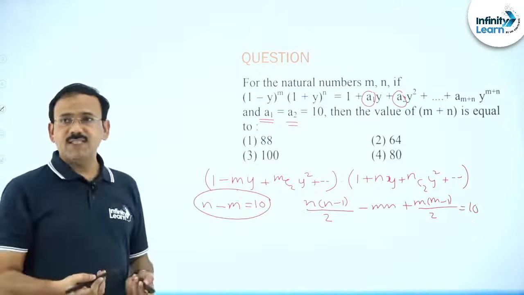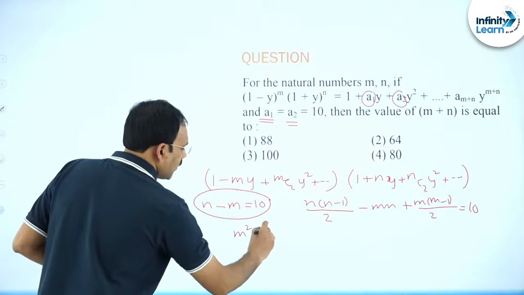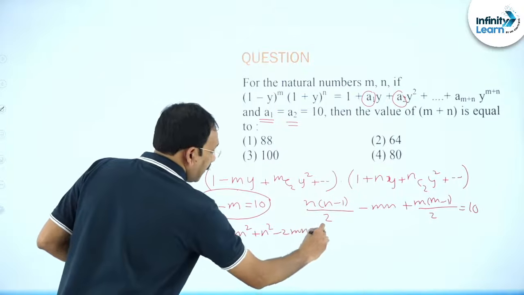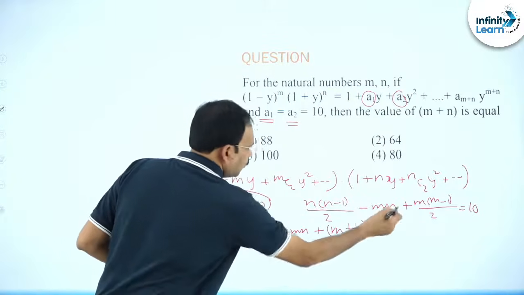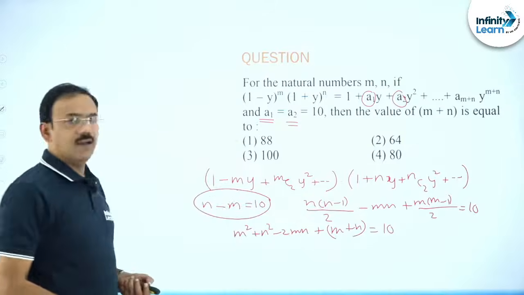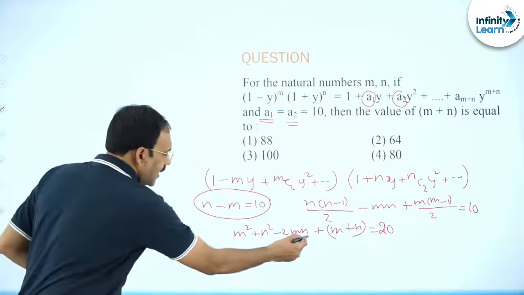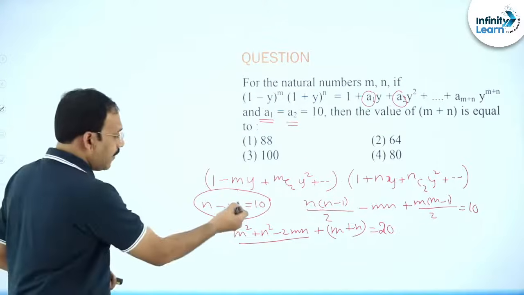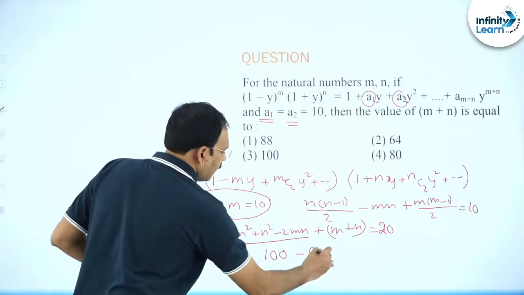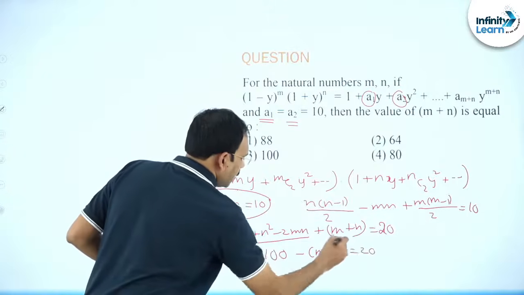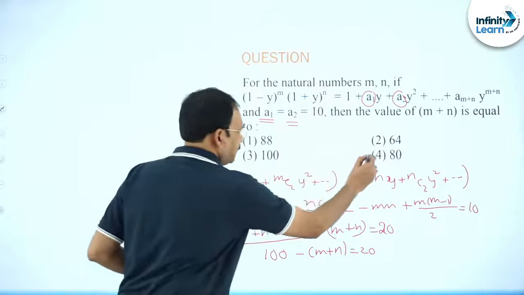You just simplify this equation, you are going to get m square plus n square minus 2mn, and m plus n is equal to 10, or you can say is equal to 20 you will get. Now this can be written as m minus n whole square, where m minus n is 10, 10 square is 100, or in fact m plus n is equal to 20, you are going to get minus here. From this you will get m plus n value is 80.